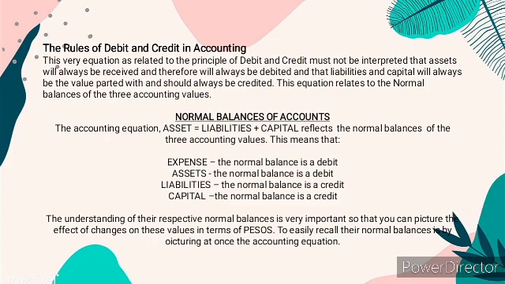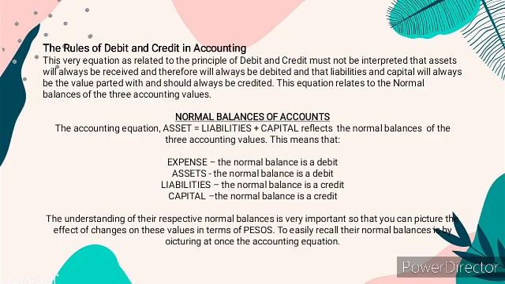The accounting equation: asset is equal to liabilities plus capital. So, asset belongs to debit. Then, liabilities or capital belong to credit. This reflects the normal balances of the three accounting values. This means that expense and assets have a normal balance of debit. Then liabilities and capital have a normal balance of credit. So, they are the same, since liabilities and capital belong to credit and expense and assets belong to debit.